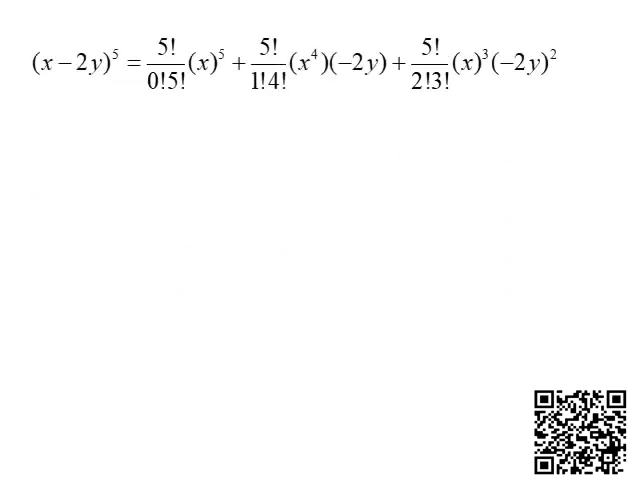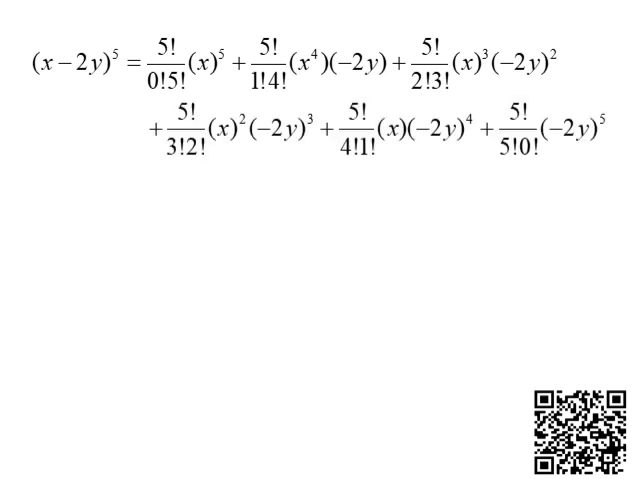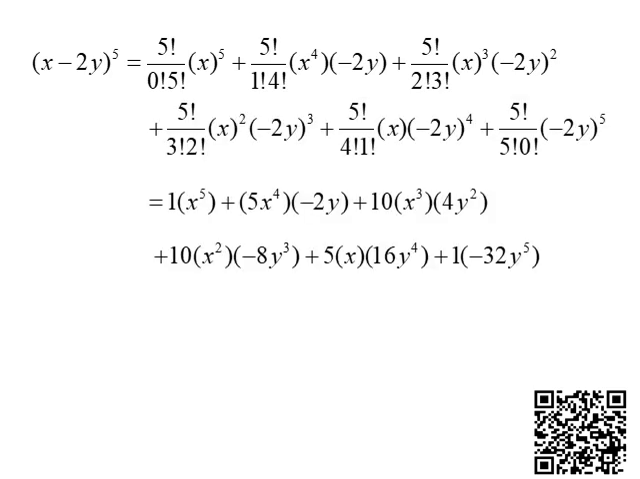You can find the binomial coefficient by using your calculator, or if you are not allowed to use a calculator, you are going to use the formula n factorial divided by r factorial multiplied by n minus r factorial. So the coefficients here are 1, 5, 10, 10, 5, and 1.